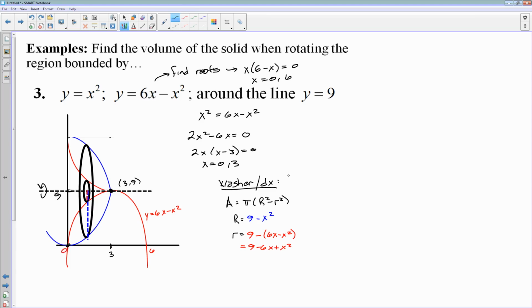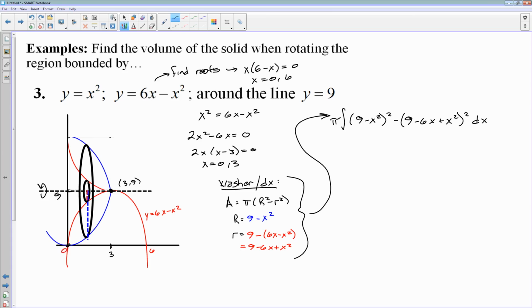And then we will take all of that and plug it into an antiderivative. Will be the integral. I'm going to go ahead and pull the pi out. Big R is 9 minus x squared, all squared, minus my little r, which is ugly, 9 minus 6x plus x squared, all squared. This is a dx problem. And it's dx, my cross sections are going to begin over here on the left at x equals 0, and then I'm going to slide my cross sections to the right until I get to x equals 3. And there's the antiderivative that would solve this.